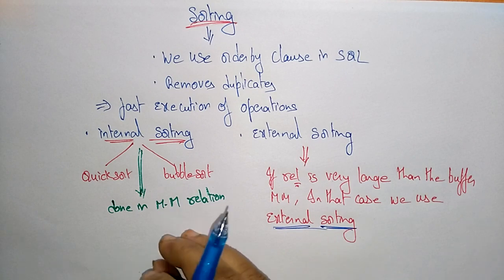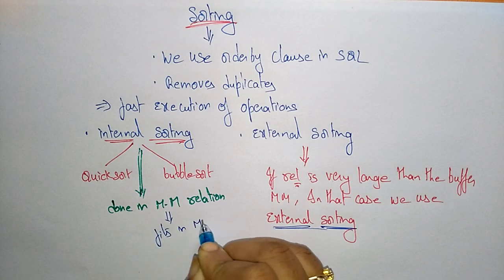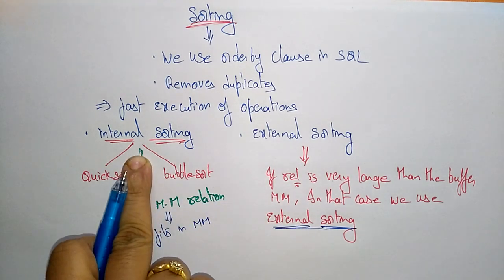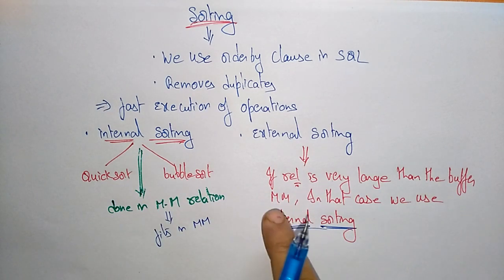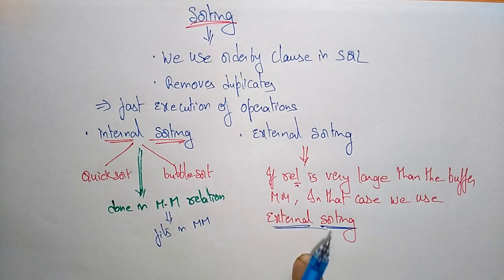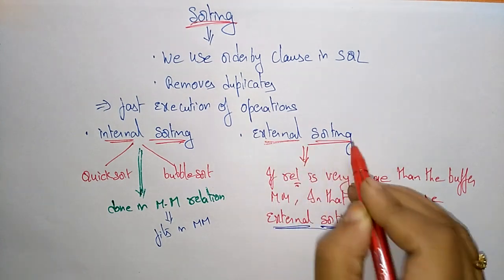Okay, so if the relation is small, which fits in your main memory, then go for internal sorting. If your relation is very large, larger than the buffer in the main memory, then you go for external sorting. The name itself indicates external. We are going to another memory to store the values. So that is the difference between internal sorting and external sorting.